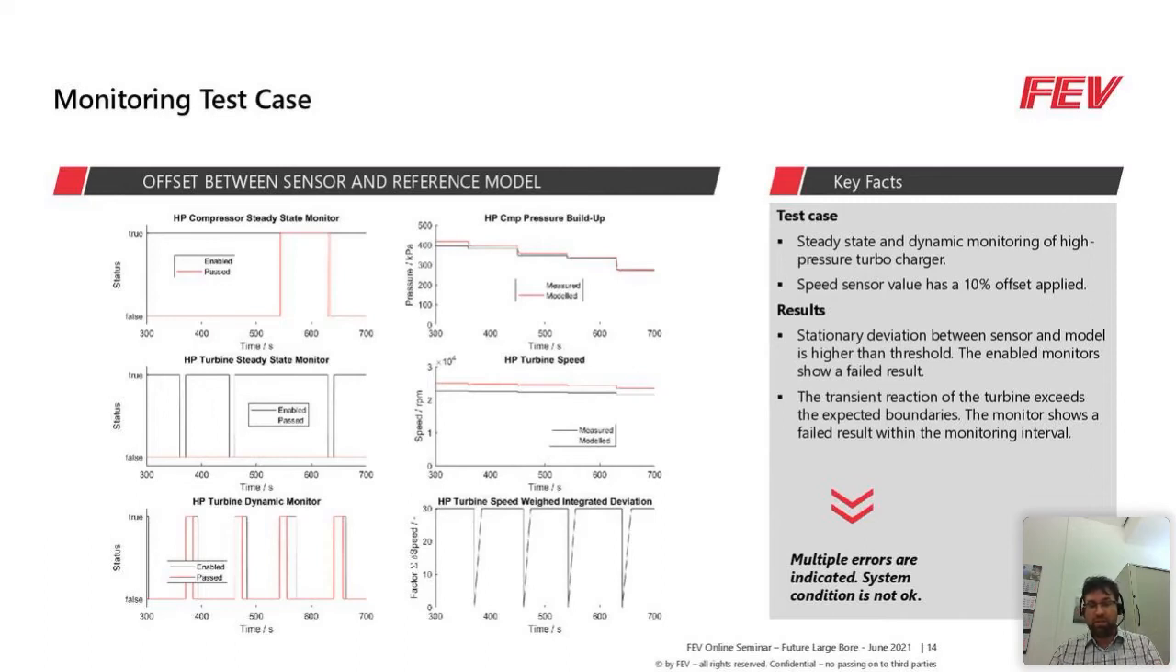In the lower part, we are looking at the deviation in transient. So what we see here is accumulation of the deviation between the reference and the measured value. And as soon as we are reaching a threshold, the monitor will give out a failure result.